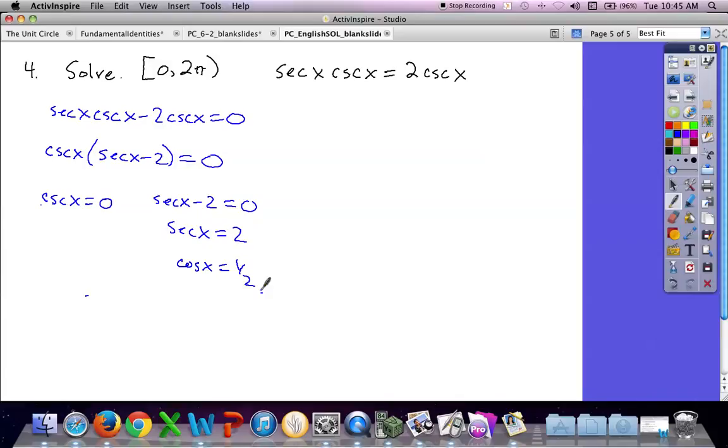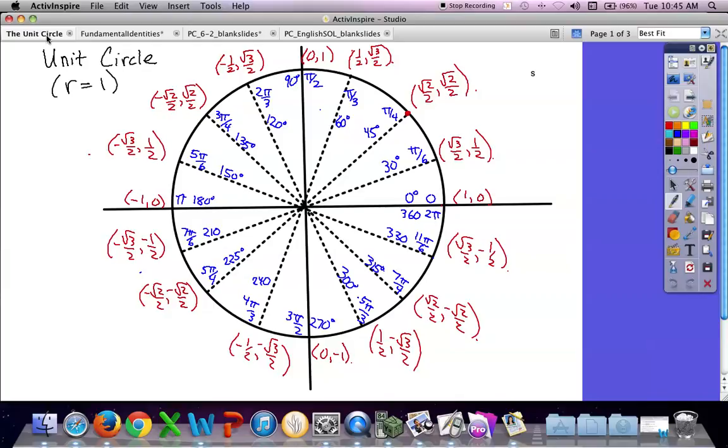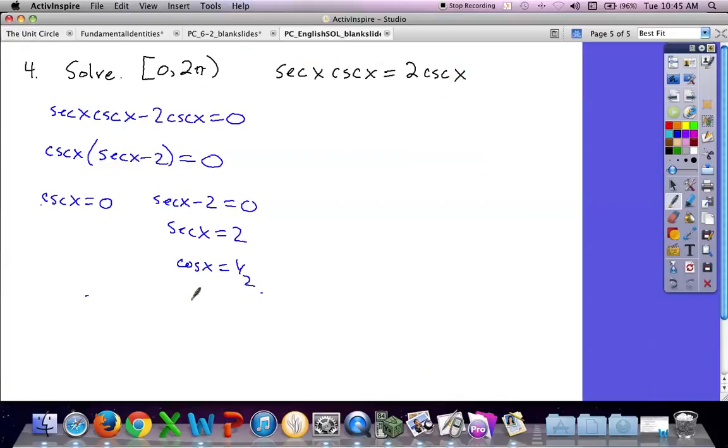And that's easy enough to find. Cosine is a half between 0 and 2 pi here and here. So the answer is pi over 3, 5 pi over 3. So that's this part. X equals pi over 3, 5 pi over 3.